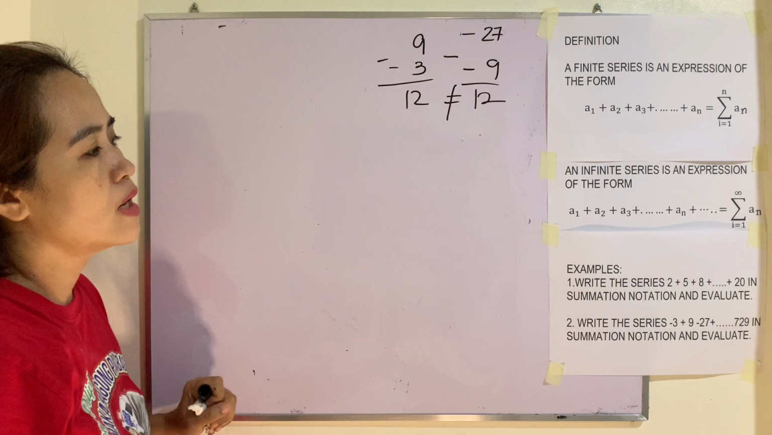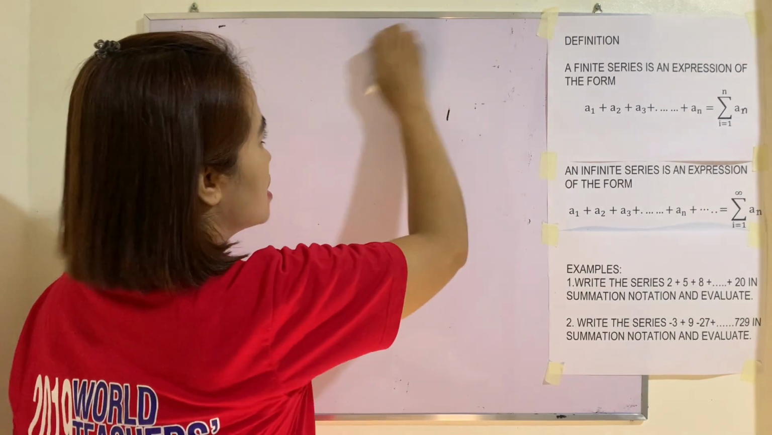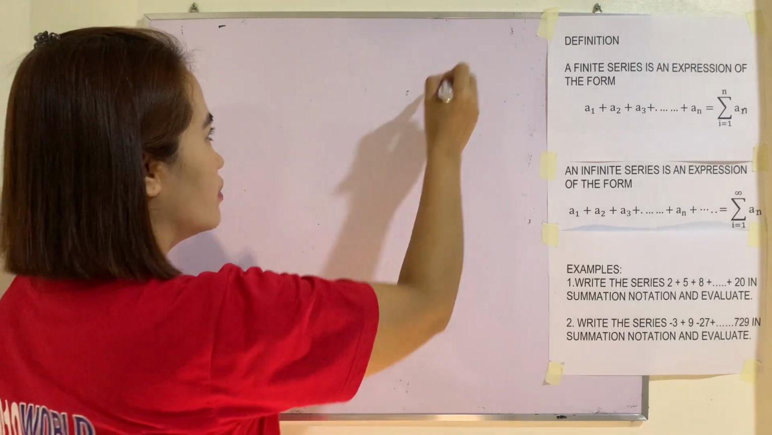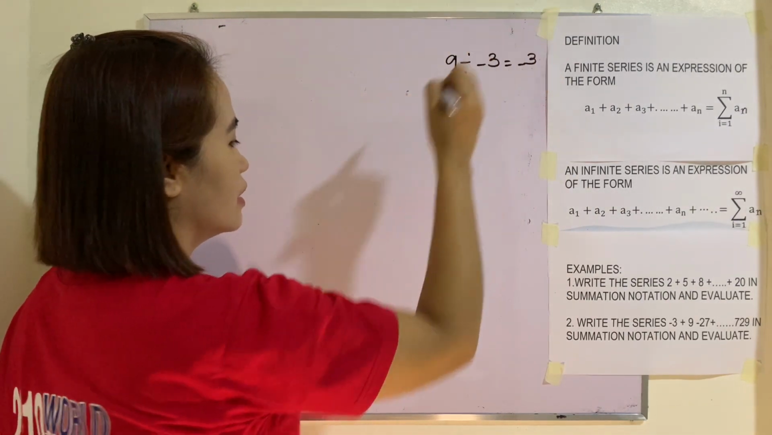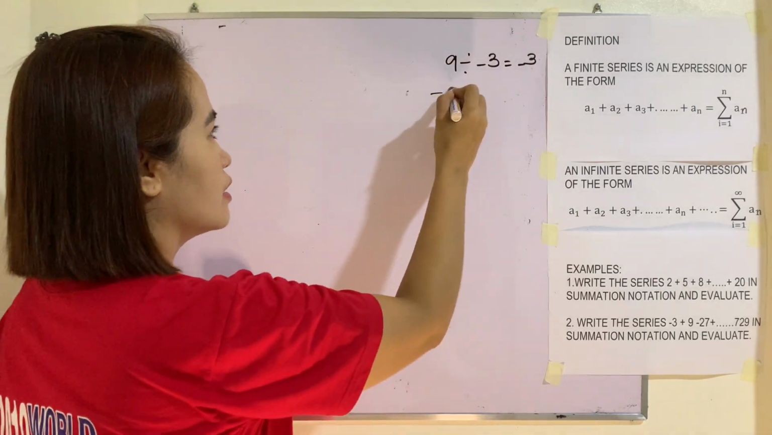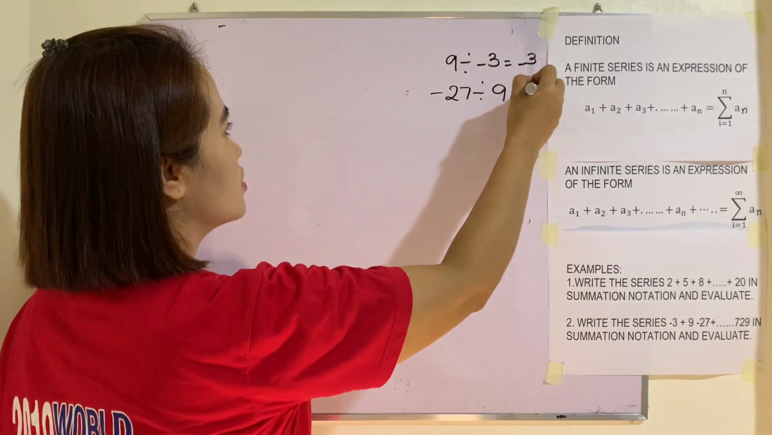So therefore, maybe this one is a geometric series. Let's try it. We have 9 divided by negative 3. It's negative 3. And then negative 27 divided by 9. It's also negative 3.